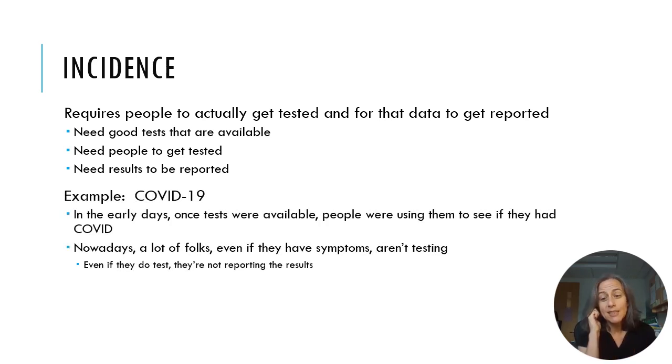So if we use COVID-19 as an example, in the early days, once the tests were available, and there was a delay there, but people were using them to see if they had COVID, because then they would isolate or they would quarantine. And if you were at Stout back then, you were required to get tested. Was it twice a week or once a week? I can't even remember now. Isn't that crazy? But every single person on campus had to get tested regularly. So if you had COVID, we knew it and it got reported. So we had really good data in the early days of COVID-19.